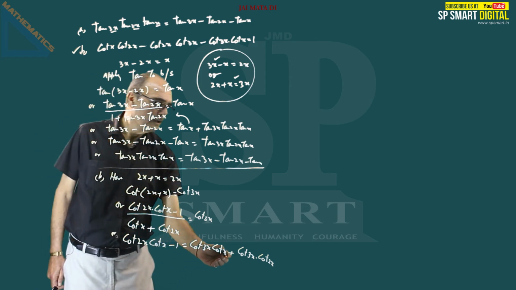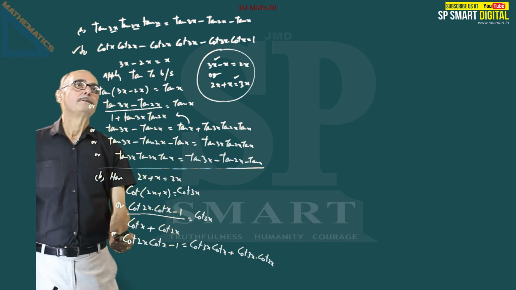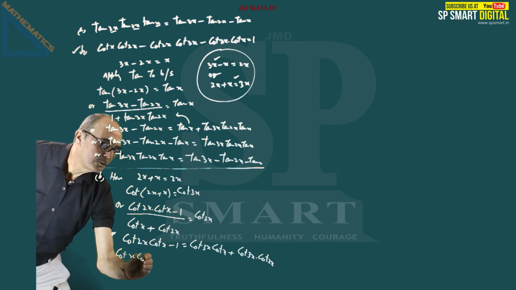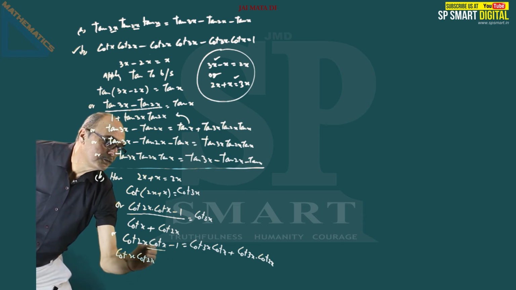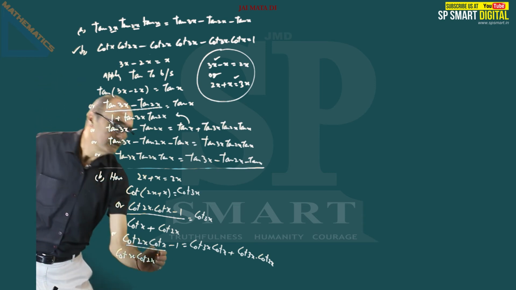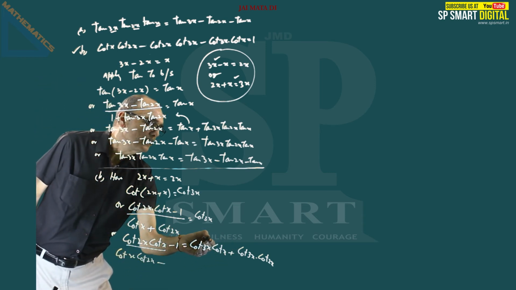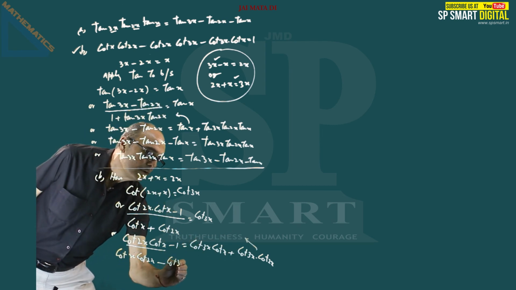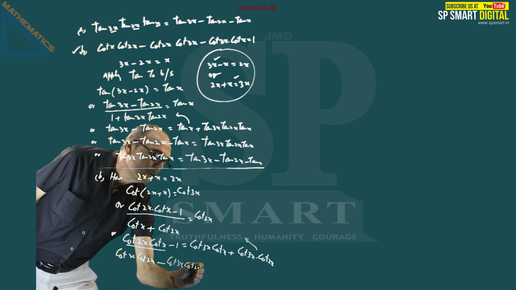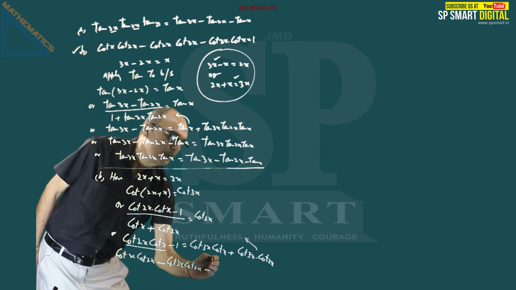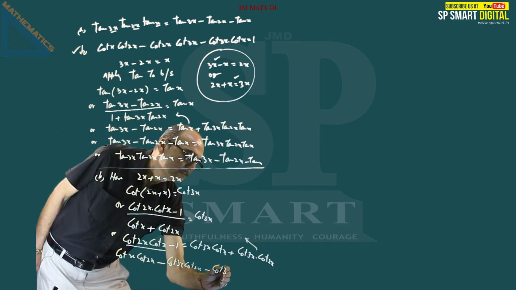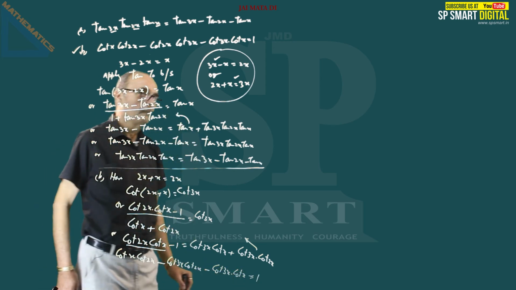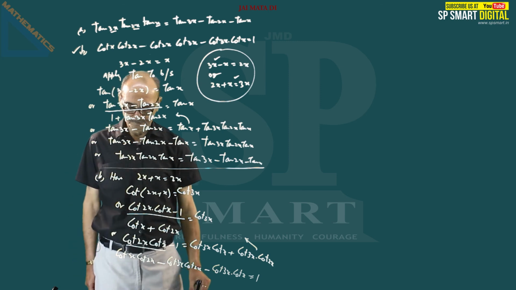Here it is cot x into cot of 2x, this term, minus, bring this term to the side, cot 3x cot of 2x minus cot of 3x into cot of x equals 1. This is the solution of the second part.